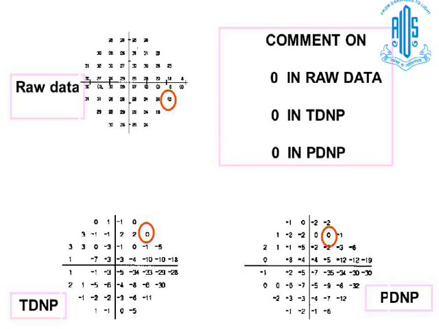A 0 in the total deviation numerical plot means there is no loss from the normal. There is no deviation from the normal. That means this point had normal retinal sensitivity. A 0 in the pattern deviation numerical plot indicates the 7th best point of the corresponding point of the total deviation numerical plot. So if you can tell what is zero in raw data, what is zero in the total deviation numerical plot, and what is zero in the pattern deviation numerical plot correctly, that means you have a good concept of the visual fields.